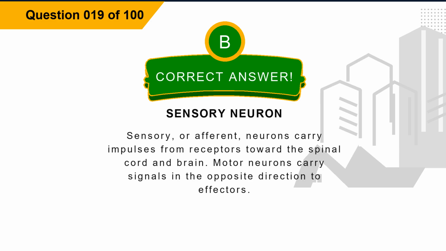Explanation. Sensory, or afferent, neurons carry impulses from receptors toward the spinal cord and brain. Motor neurons carry signals in the opposite direction to effectors.